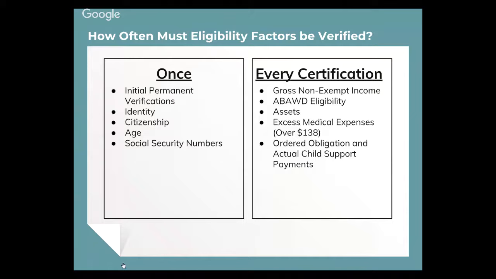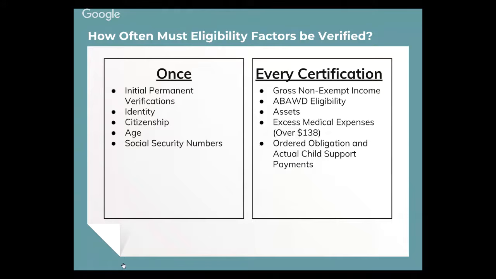Also citizenship, if it is questionable for SNAP and we need to verify that for them, we only need to verify that one time if they are a citizen. For POWER, we'll need to verify that one time. Their citizenship doesn't change. We may need to verify their age one time or their social security numbers one time.